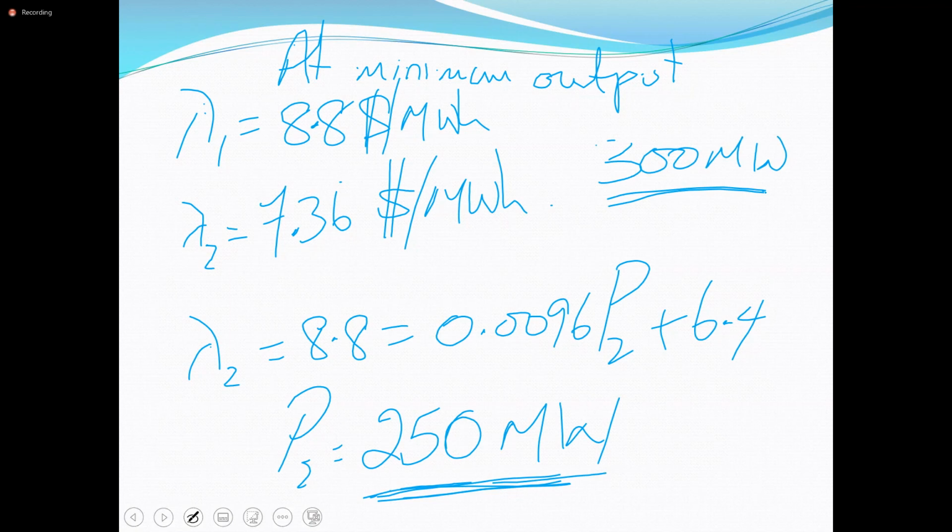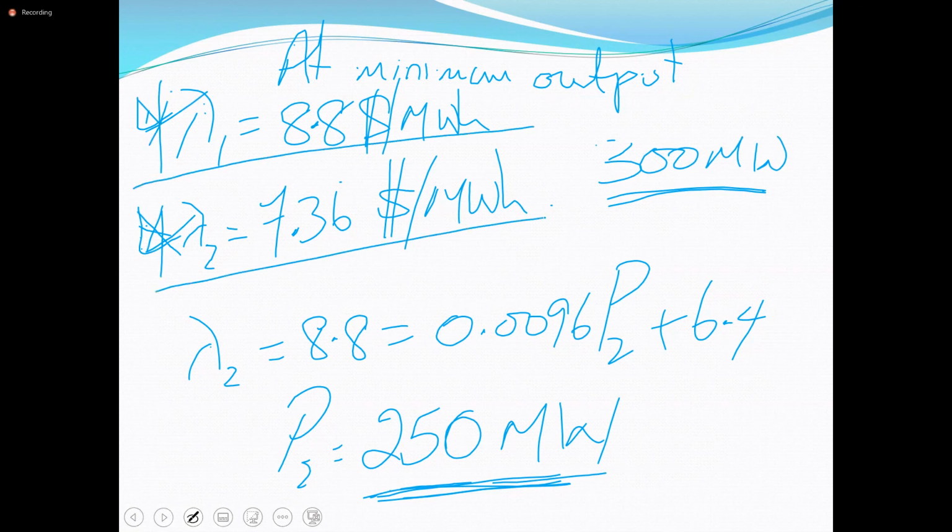What did these represent? The lambda 1 and lambda 2 that we calculated, what did they represent? Cost, sir, per unit output. Yeah, but specifically. At minimum output. So it's lambda at the minimum output. What were the minimum outputs? Ms. Michael, back at you. The minimum outputs from the units.